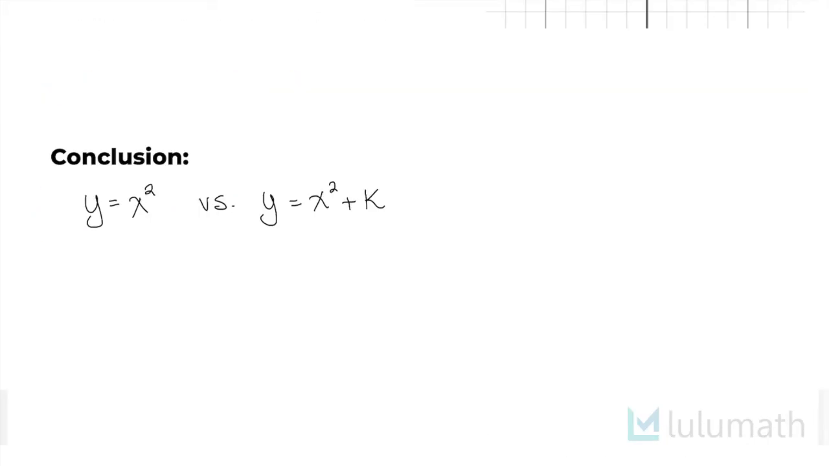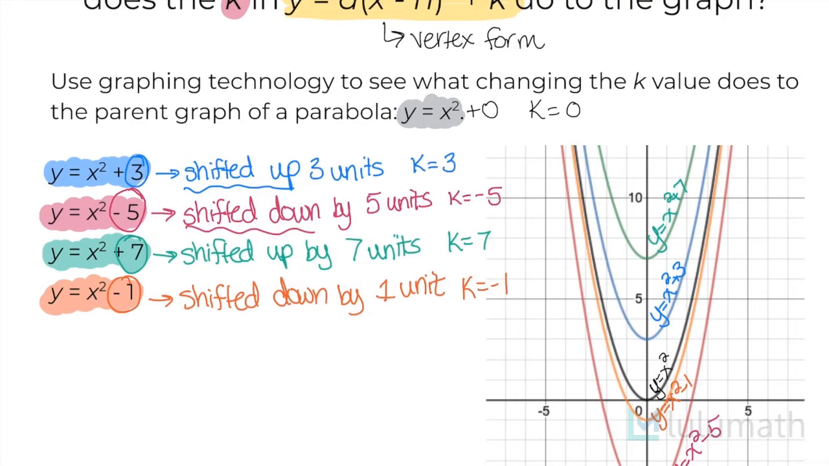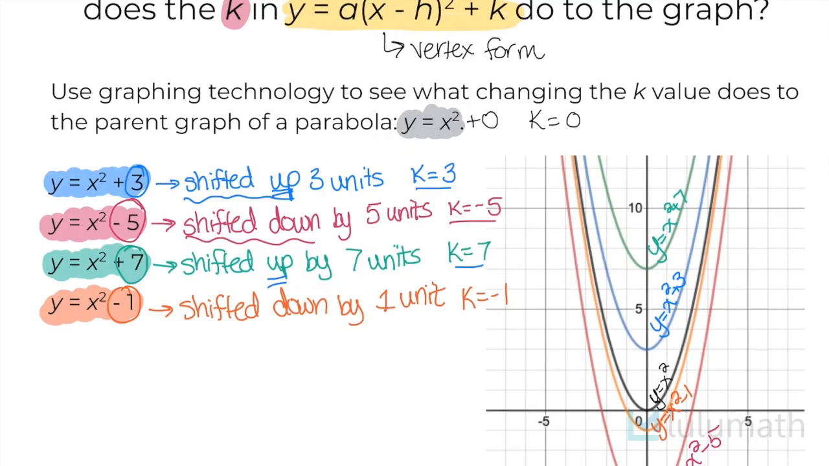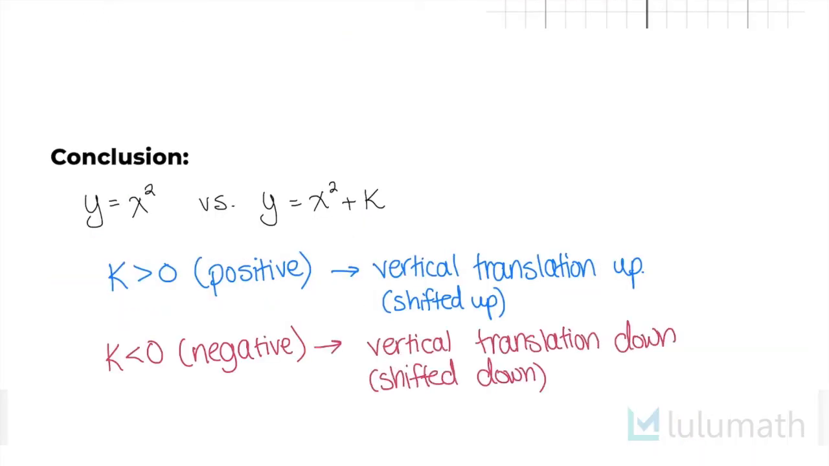So it seems that when k is greater than 0, or in other words, it is positive, for example, right here where it's positive 3 and positive 7, it is vertically translated up, or it's shifted up. And it seems when k is less than 0, or in other words, when k is negative, like we have here where it's a negative 5 and a negative 1, it seems to be shifted down. Or we can say it's a vertical translation down.